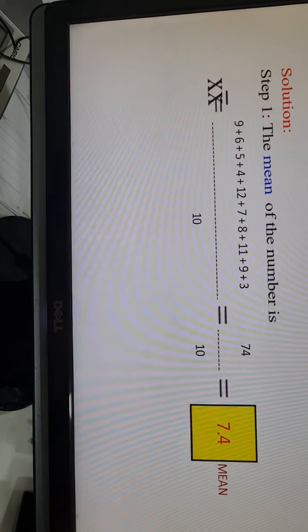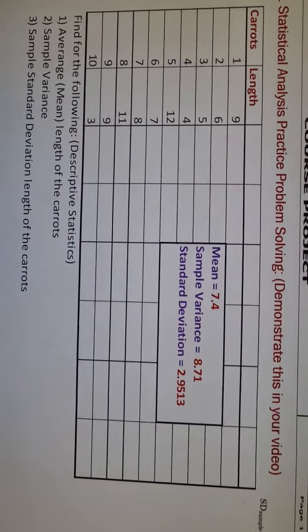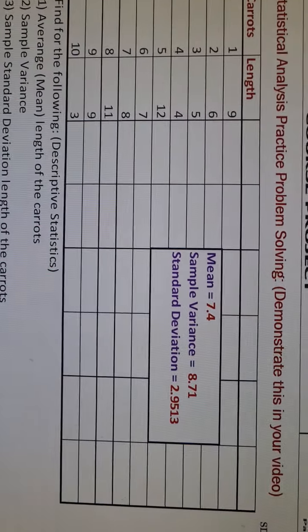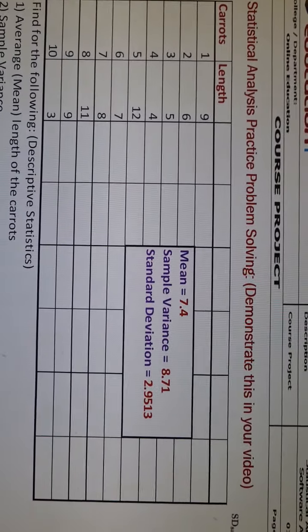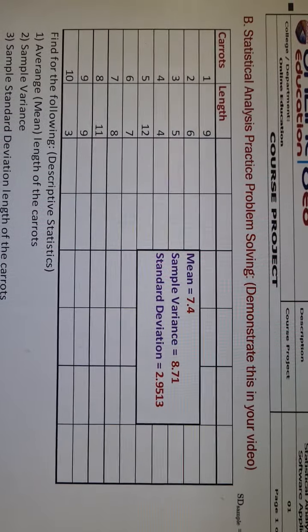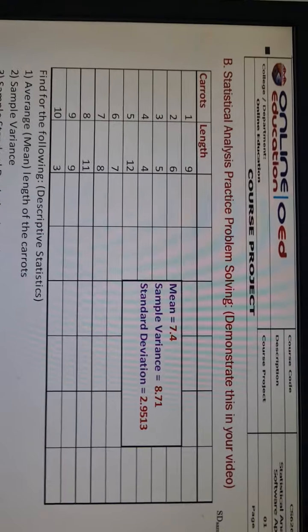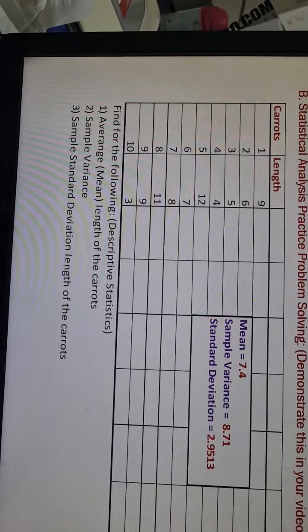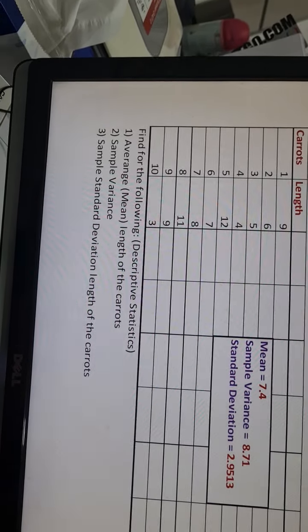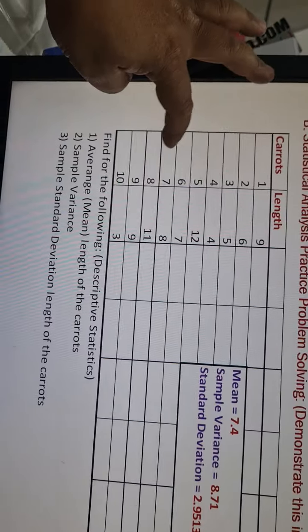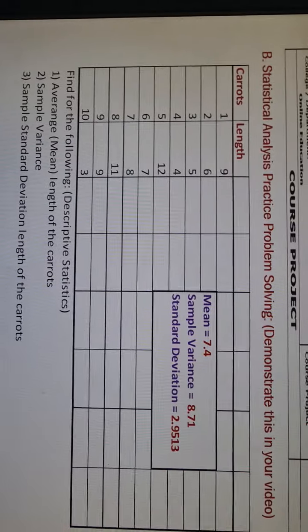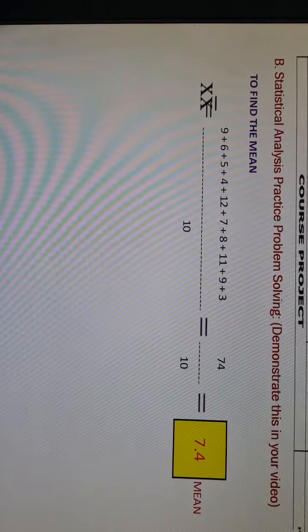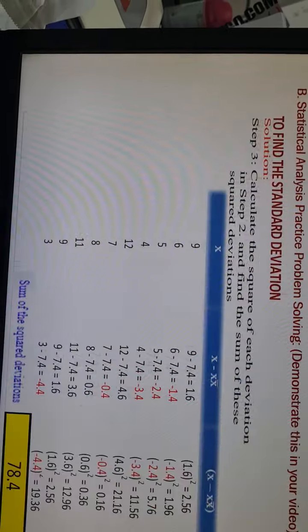So we go back to the first one. What has actually been given? The mean is 7.4. The sample variance is 8.71, and the standard deviation after the calculation is 2.9513. So that's how we obtain the results from carrots 1 to 10 with their lengths, and how we get the answer. This is based on my research.